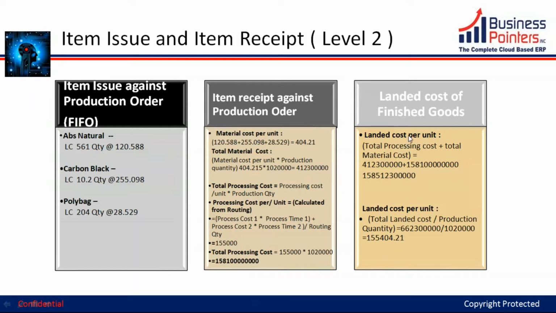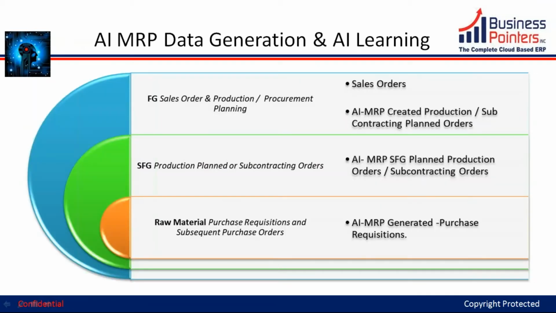Now, the landed cost of the finished product is the total processing cost plus the total material cost, which comes up to this, and the landed cost per unit comes up to 1,55,404, which is the landed cost per unit of the item.